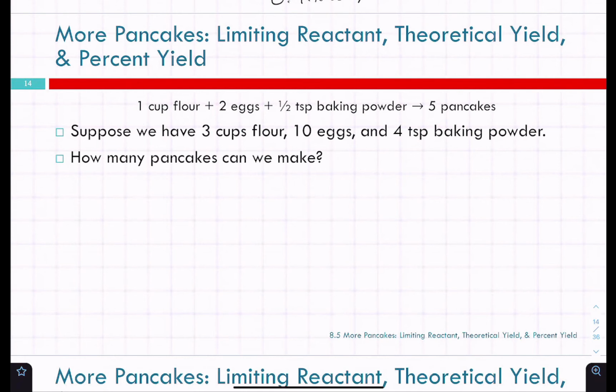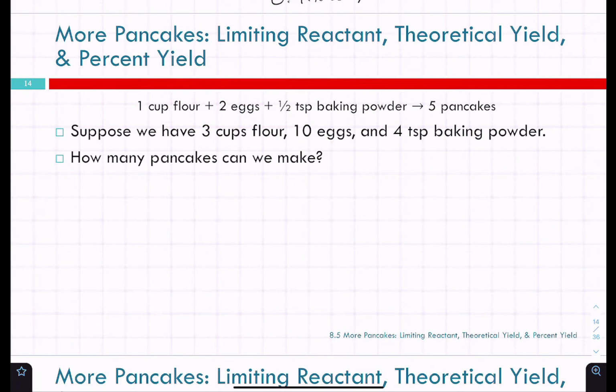This is what I hinted at the beginning. If we have 3 cups of flour, 10 eggs, and 4 teaspoons of baking powder, those are all the materials that we have. How many pancakes can we actually make? There are 2 ways to think about this. You can look at the recipe and intuitively figure out, oh, we're going to run out of this or that. You can also just set up a problem where I calculate for each of these.